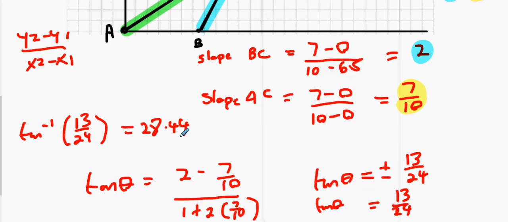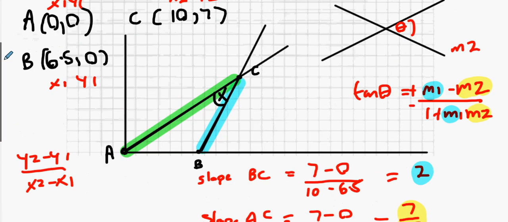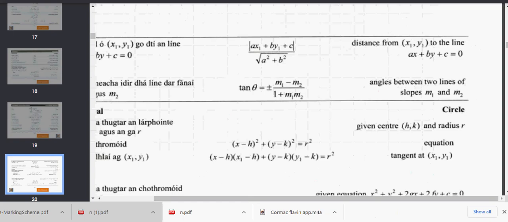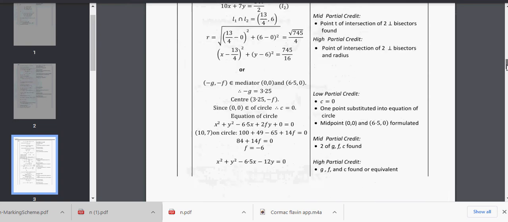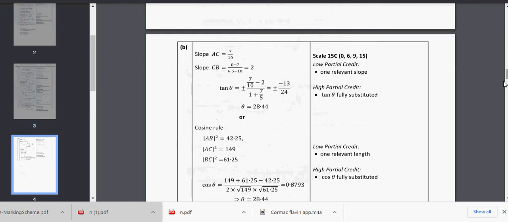I reckon that's reasonably accurate because it is the smallest length in the triangle. So it should be opposite the smallest angle by logic. But we will check the marking scheme if I have it here. I always check the marking scheme. Oh, thank God. 28.44. Everything's good. Alright, let's move on.